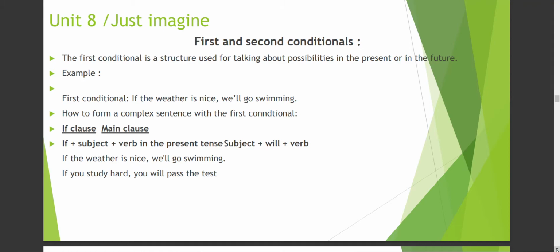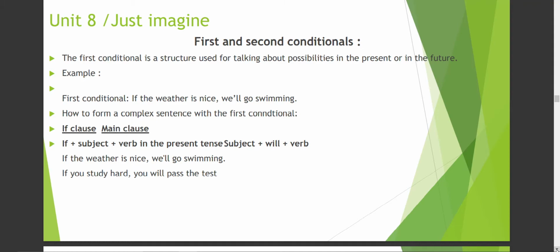The first conditional sentence is a structure that is used for talking about possibilities, احتماليات, in the present في الحاضر or in the future. Here we have an example. First conditional. If the weather is nice, we will go swimming. Okay, if في البداية. If the weather is nice, we will go swimming.